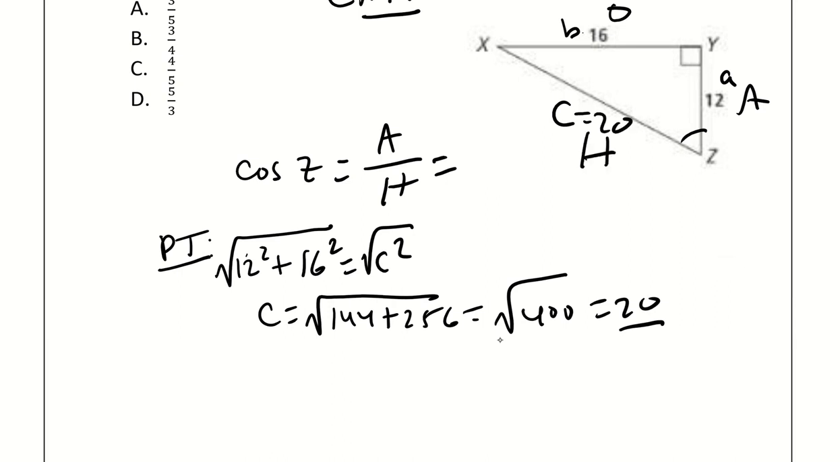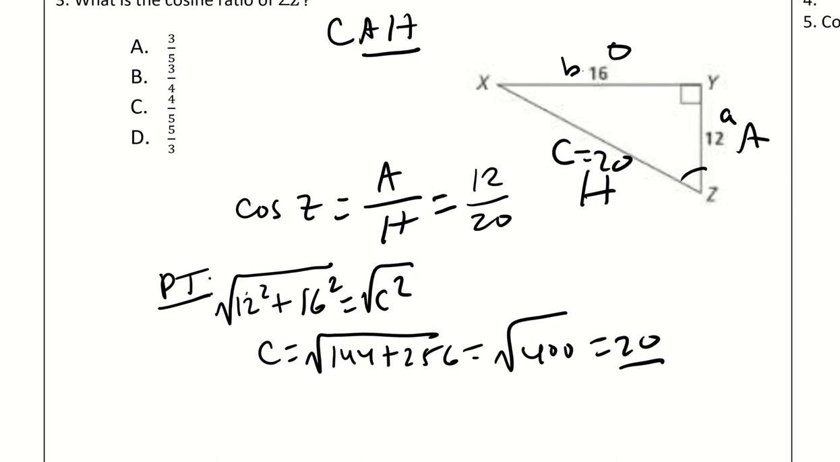So it's going to be adjacent over hypotenuse. So it's 12 over 20. Don't forget to reduce the fraction. We've got to divide this by 4, top and bottom. And then our final answer for the cosine is going to be 3 over 5. So it's going to be A.